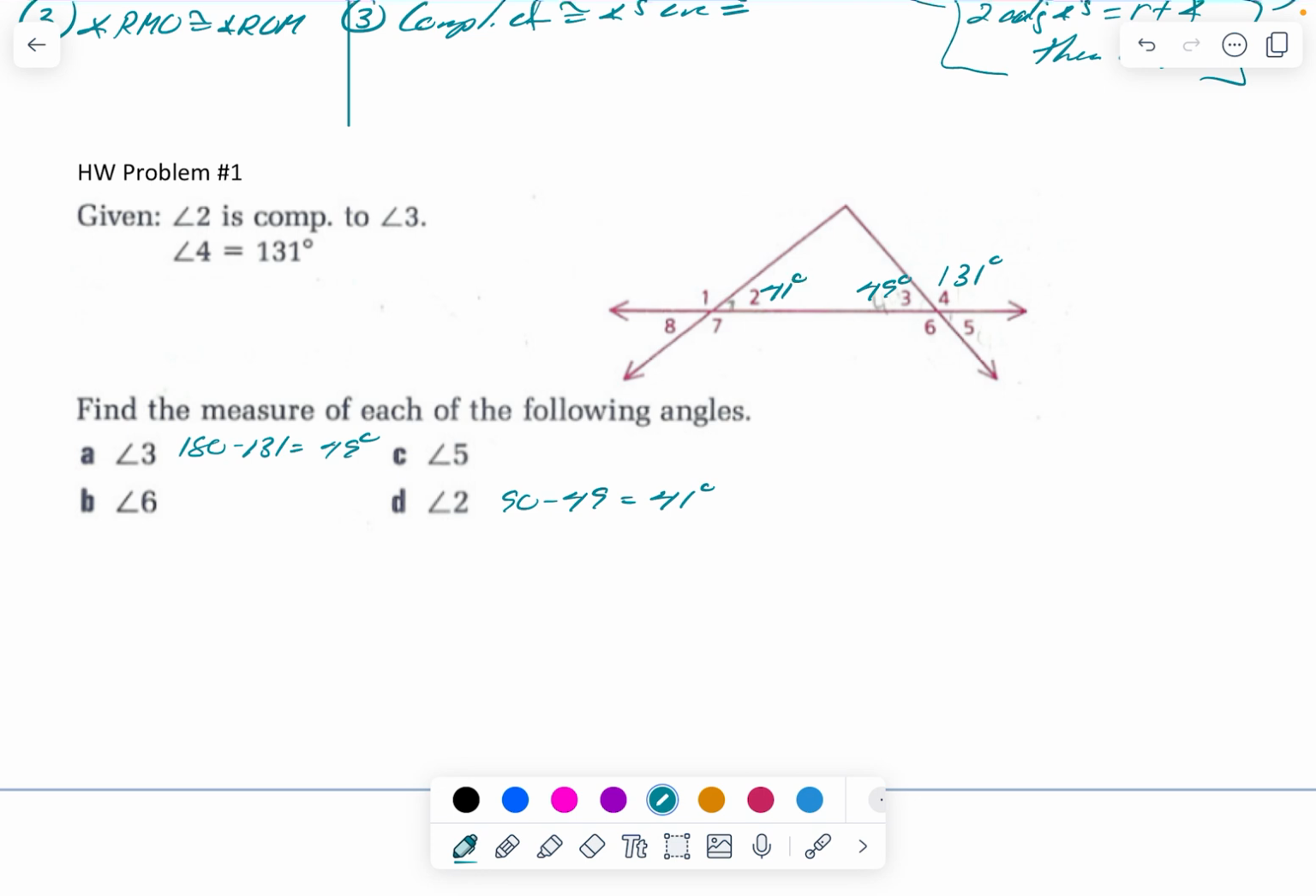Angle 6 is vertical to angle 4, so that would be 131 degrees. And angle 5 is vertical to angle 3, so that also would be 49 degrees. So there we go.